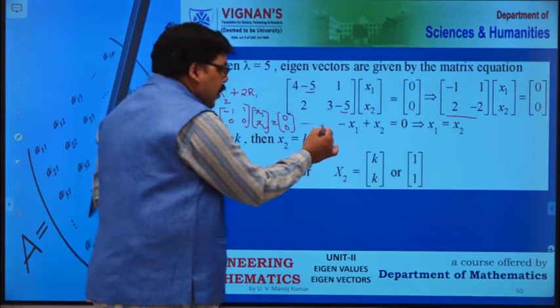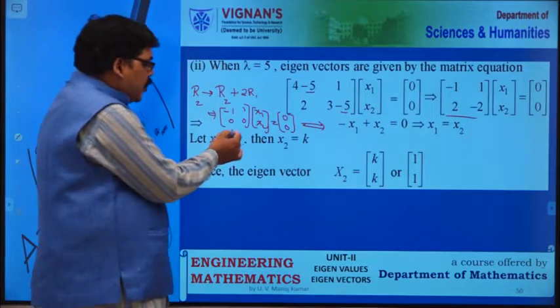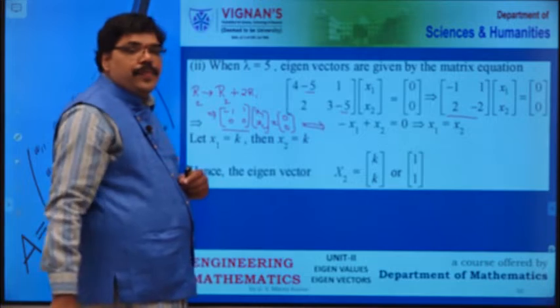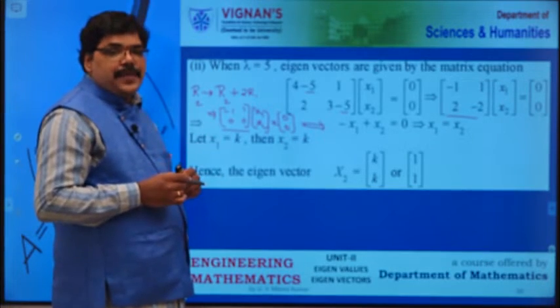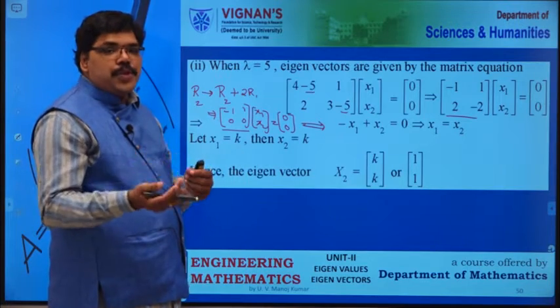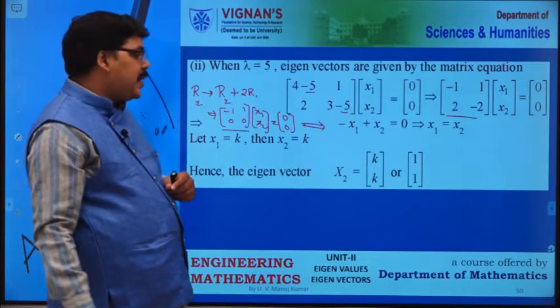So this matrix is in echelon form. The rank of the matrix is 1, and the number of variables is 2. So again you can assume one variable as an arbitrary constant.